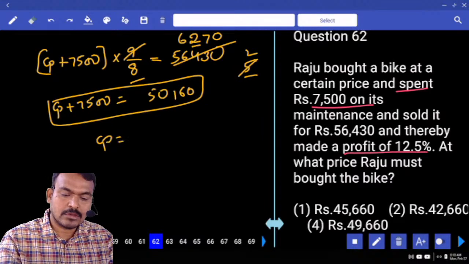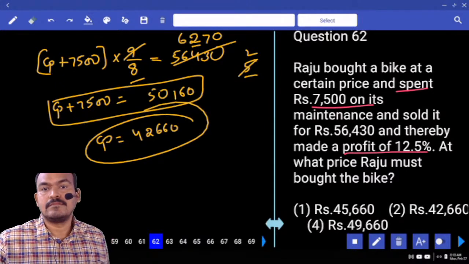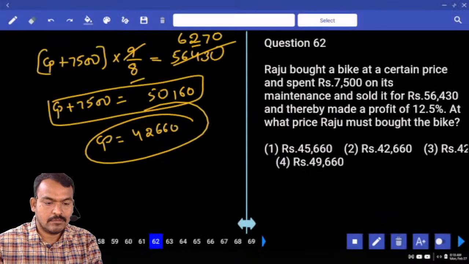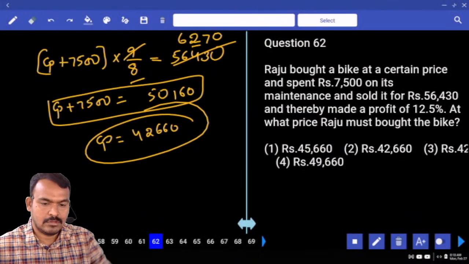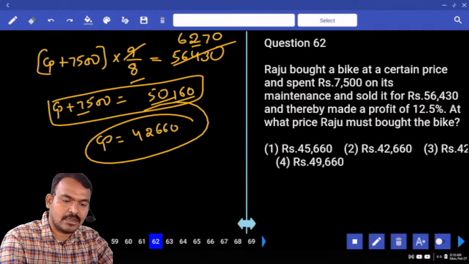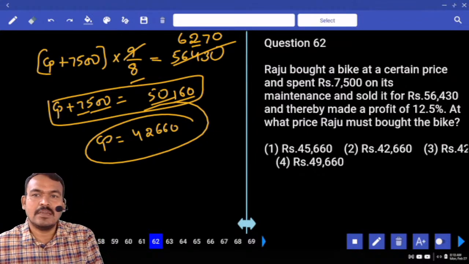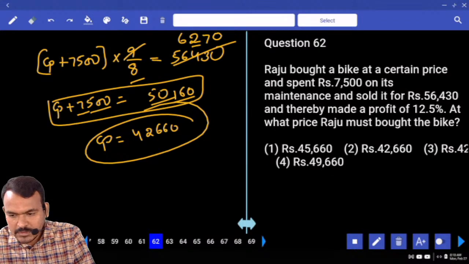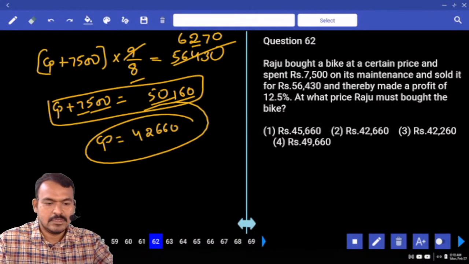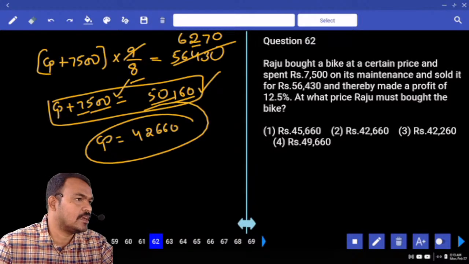Then what is the CP value? 50,000 minus 7,000 is 43,000. Here we have 160 and 500, so is it less than 43,000 or more than 43,000? Less than 43,000, so it is the second option. 160 minus 500 ends with 60. 11 minus 5 means 600. The answer is 42,660.